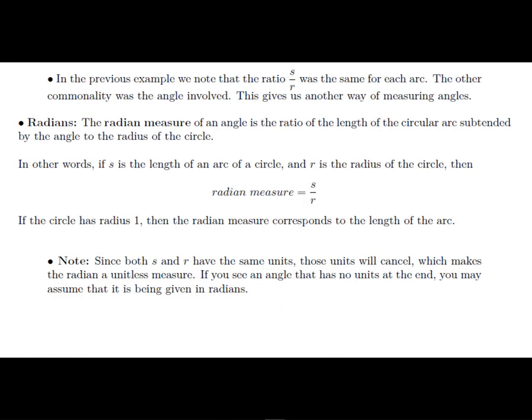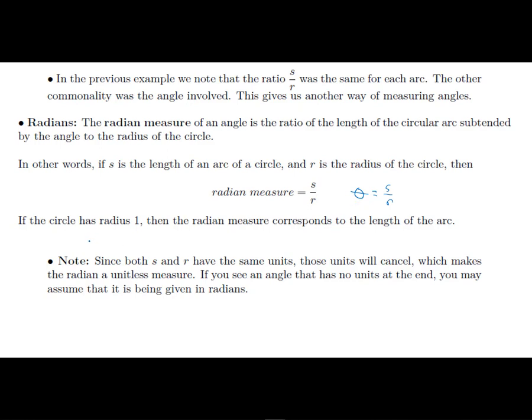So we define radian measure on a circle as being the ratio of the arc length along that circle divided by the radius of the circle. So it's this formula here, s divided by r. A lot of times you'll see me just write it like this: theta equals s over r, with the understanding that theta in this case is measured in radians.